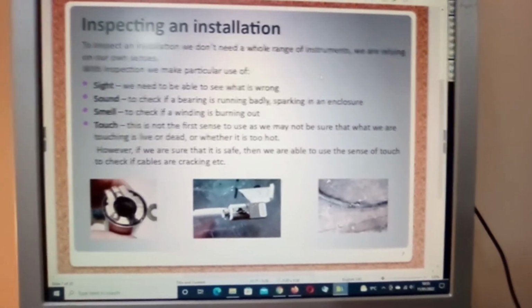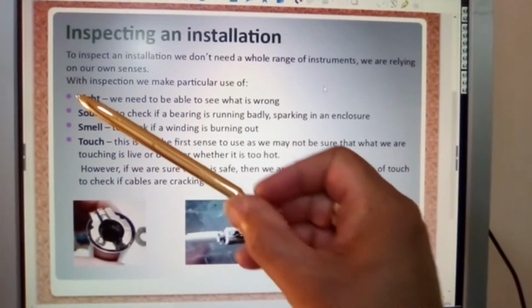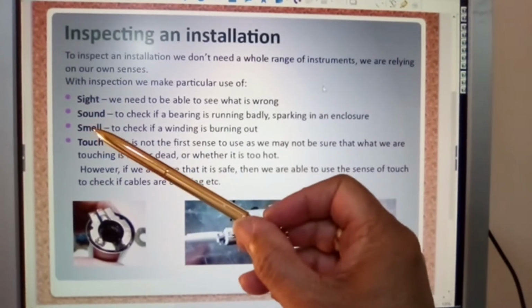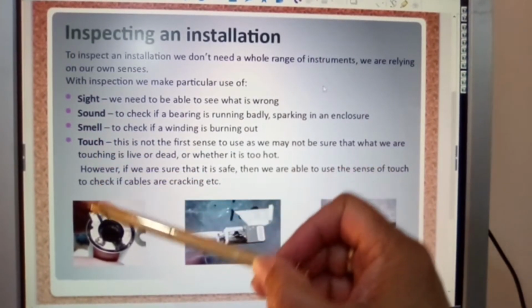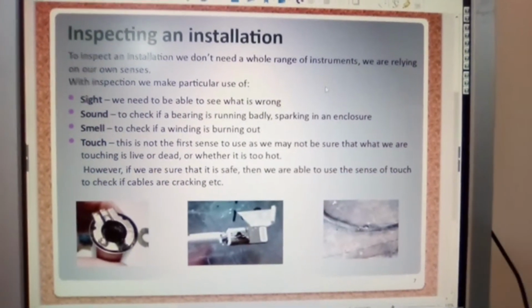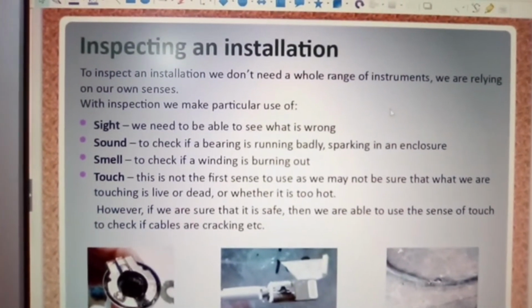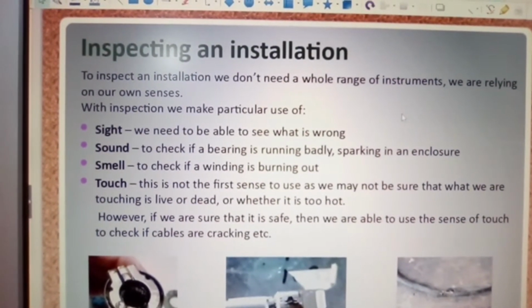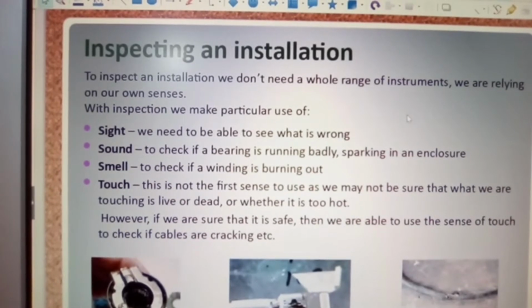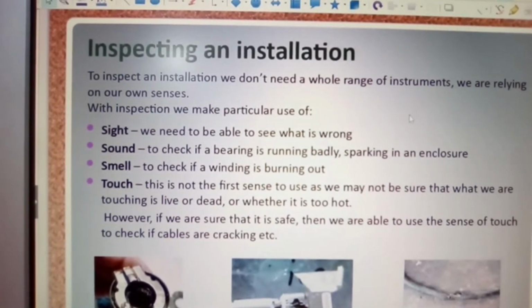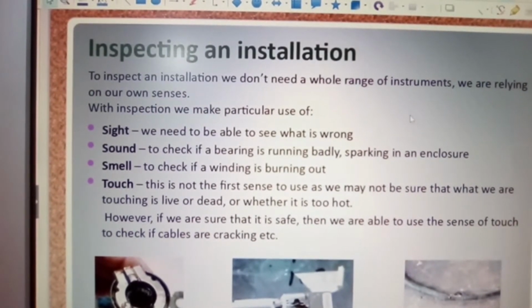Now here, the senses that we're looking at are sight, sound, smell, touch. Okay, and here we have some examples of certain items which were damaged in given circumstances. Okay, burning, worn components, etc. Okay.